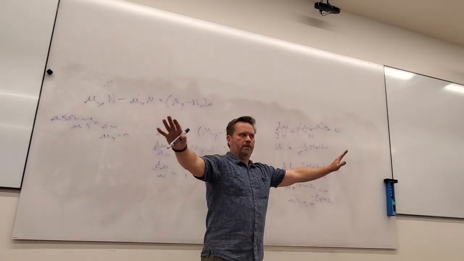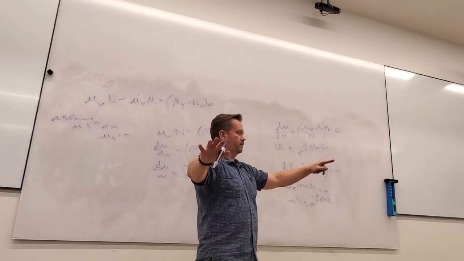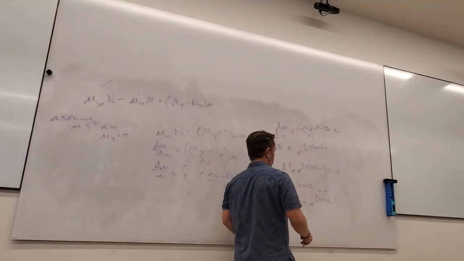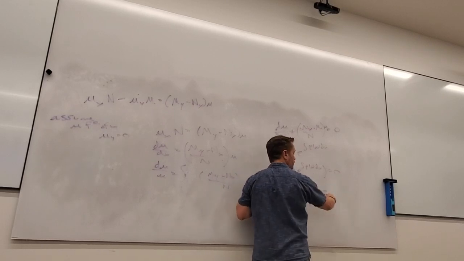So let's do a concrete example, right? Yes? How does the C end up getting on the other side, the constant? On the other side, so when I integrate 0, I get C.